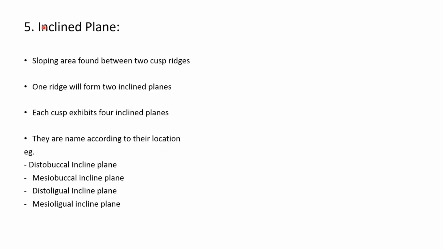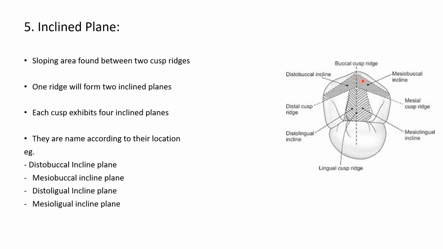Then coming to the inclined plane. These inclined planes are the sloping areas found between the two cusp ridges. Now these are the cusp ridges, even this is a cusp ridge. So these are the sloping areas present on each cusp. So one ridge will form two inclined planes.